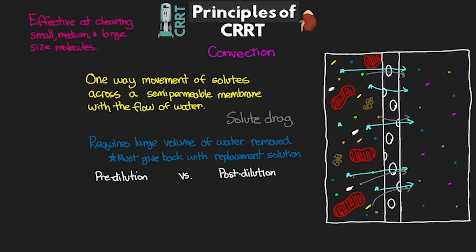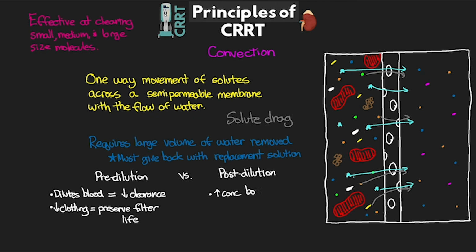If we give this solution pre-dilution via our pre-blood pump, or PBP, this dilutes the blood going into the filter and leads to less solute clearance. But having dilute blood in the filter helps reduce clotting of the filter and really preserves the life of the circuit. On the flip side, if we give this replacement solution post-dilution via our post-filter replacement, this leads to more concentrated blood in the filter and ultimately it clotting sooner. But having more concentrated blood leads to better solute clearance.